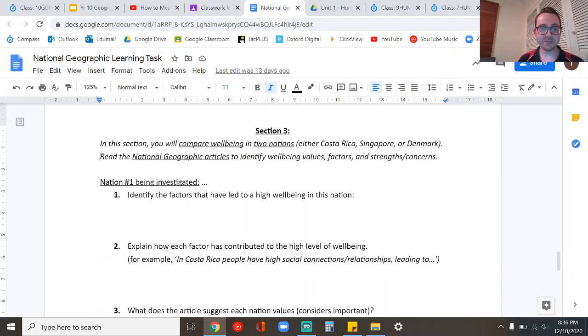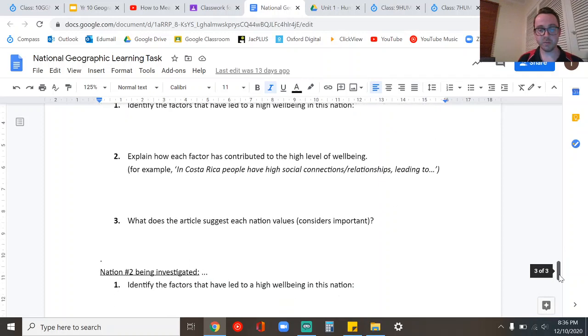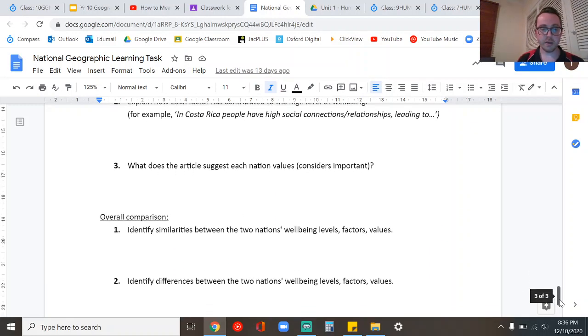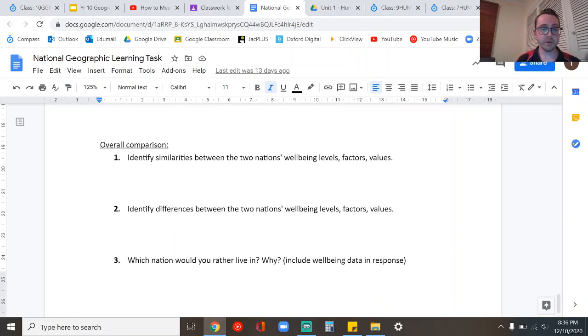All you need to do is tell me about human well-being in nation 1. So what's leading to their high well-being? How has it caused that high well-being? Nation 2. So you might look at Singapore and Costa Rica, Denmark and Singapore, whatever you want. And then you compare them at the end there. So what are some similarities? So maybe both nations value their health. They value physical well-being. Maybe differences. One of the nations values finance, one of them does not.